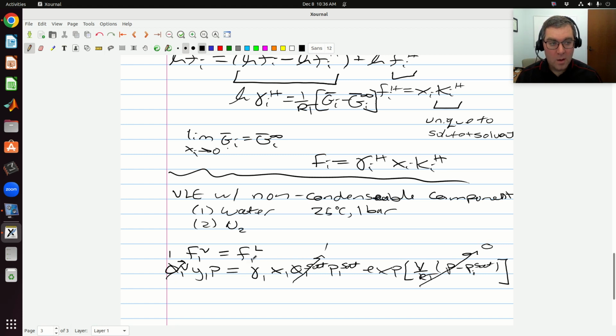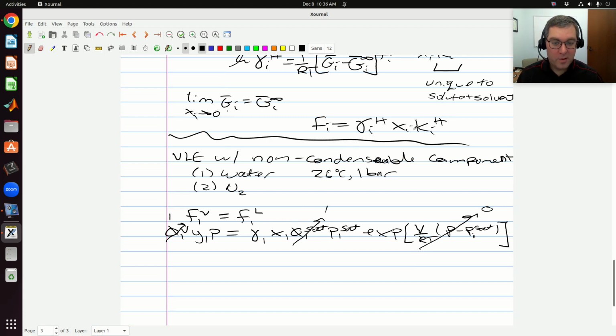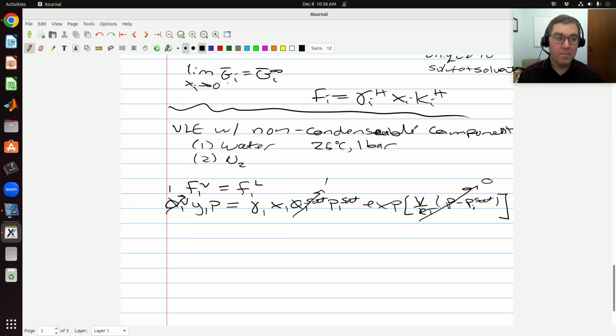All right, now let's think about this in terms of water. How much nitrogen is going to be dissolved in water? The mole fraction of nitrogen in water is going to be really, really small. So the mole fraction of water is going to be really close to 1. If x1 is close to 1, when we talked about relative humidity, we just went as far as to assume that x1 was equal to 1.